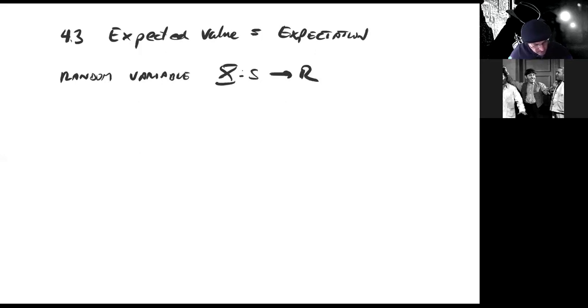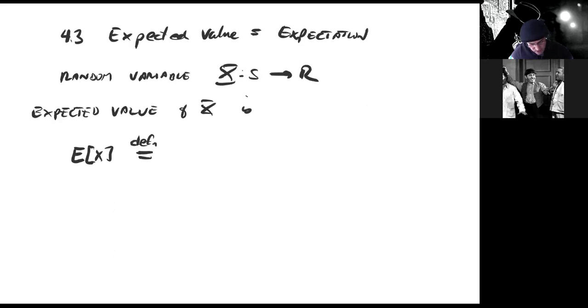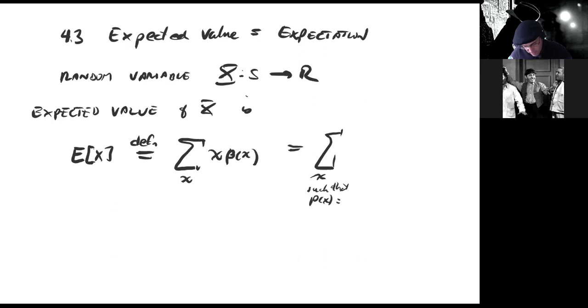And we define the expected value of X; here's the notation: it's capital E, square bracket, X. And by definition, this is the definition of it, you sum up over all values x in S, x times P of x, where P is the probability mass function. Of course, you only need to sum up over those x's such that P of x is not 0, because if P of x is 0, there's no contribution to the sum.